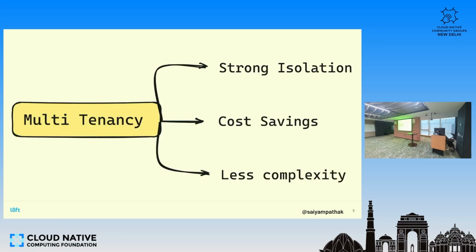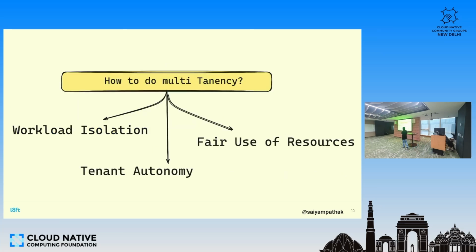This is where the concept of multi-tenancy comes in. So multi-tenancy in an ideal situation should guarantee a few things. It should give you isolation, because that's what you still would need. It should be less complex, and it should save costs, and it should do the workload isolation. It should be done automatically, with fair use of resources.